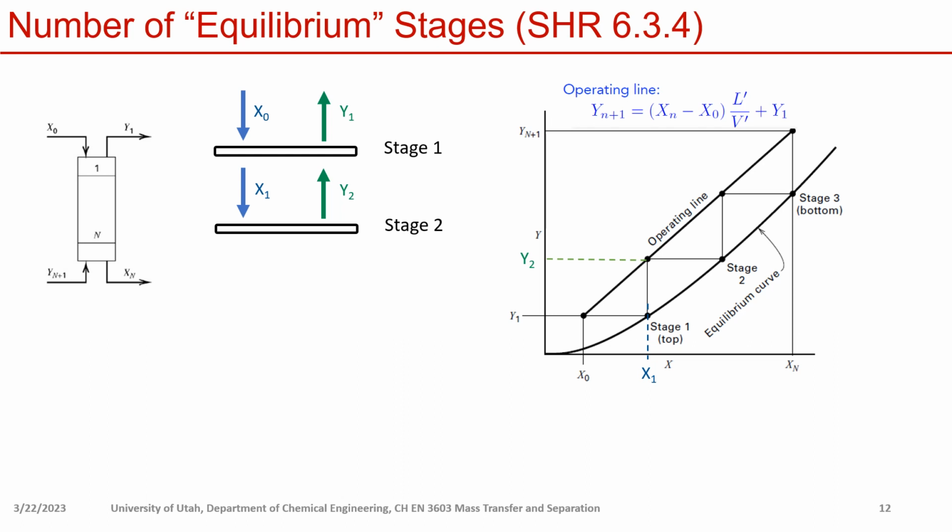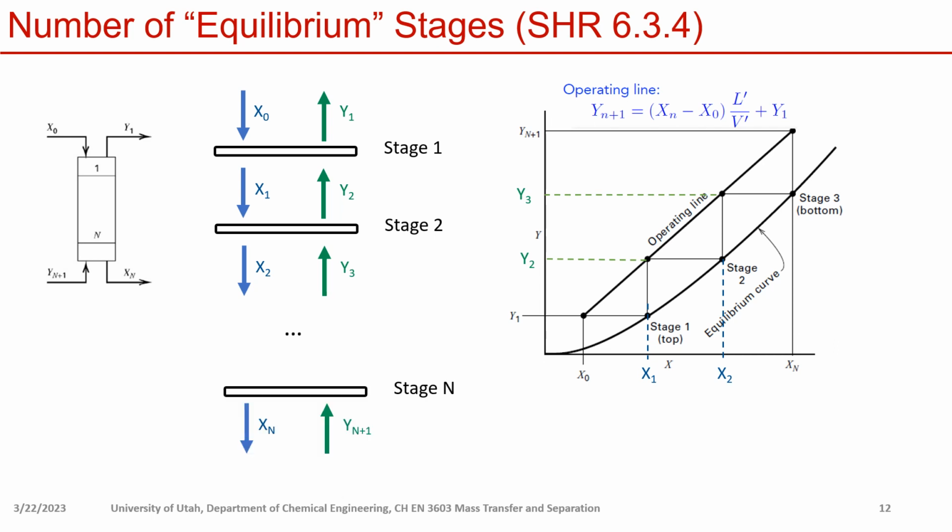And if you continue to do this, draw a horizontal line here that crosses this point, you read x2, then you draw a vertical line that crosses the operating line. You read y3, and that's going to be the composition below stage 2. So just continue to do this. Then at stage n, you will get a composition. Ideally, this composition will exactly match the composition below stage n. That's the ideal case.